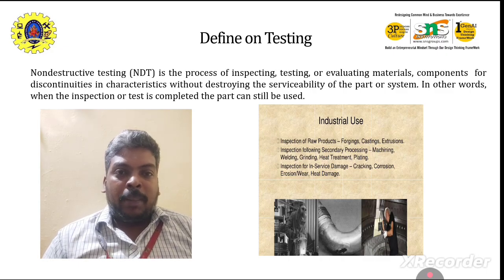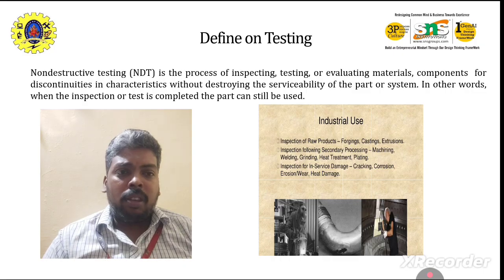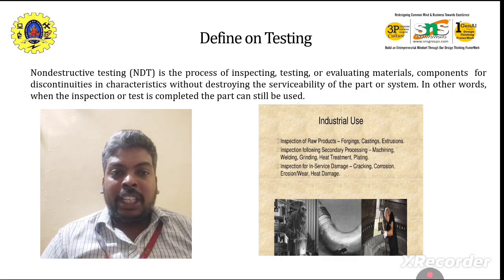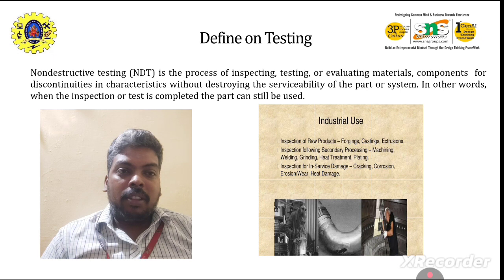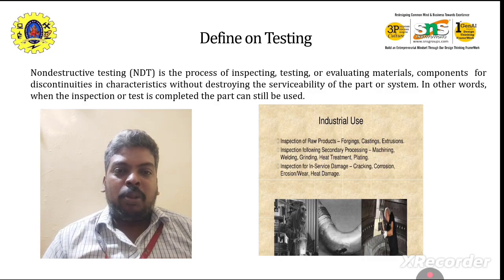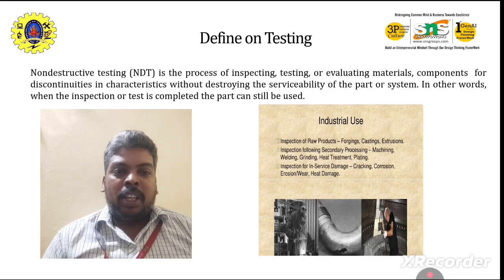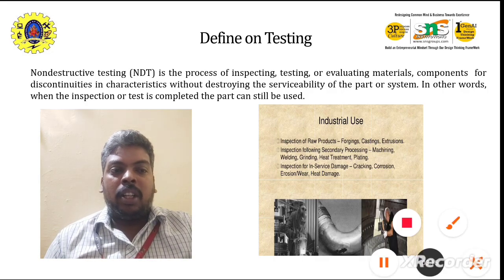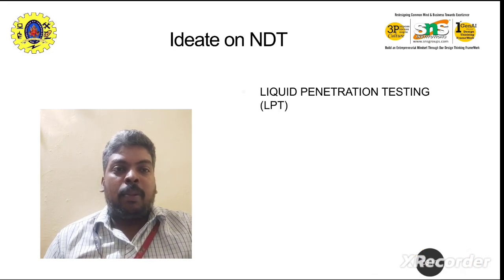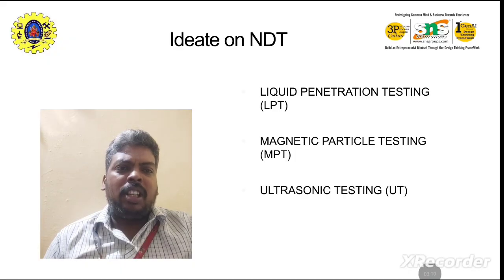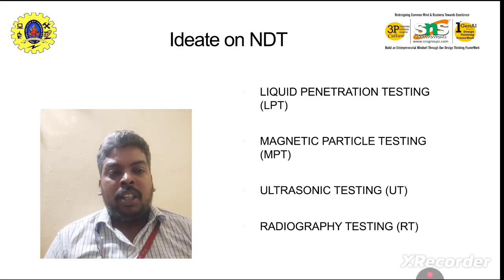So without damaging the instrumentation, we have to find any flaws or cracks in the materials. It will be purely used for industrial applications. Inspection of forging casting, inspection of machine grinding, inspection of image cracking and corrosion, where the material will be classified. These are the pictures that will be used for industrial applications, for finding the problems. So there is ideating: different types of material have different types of testing techniques.